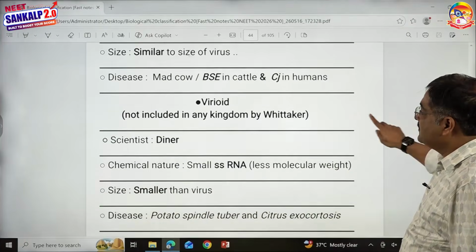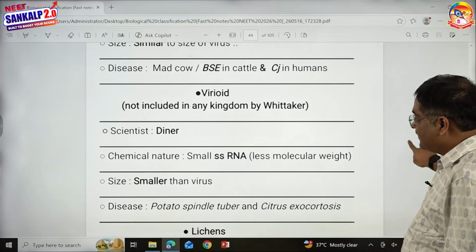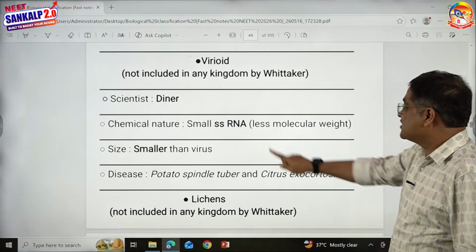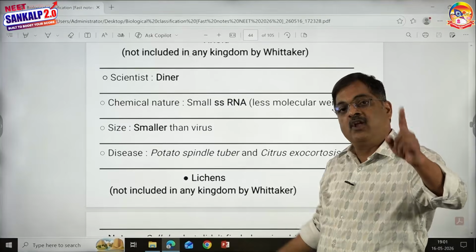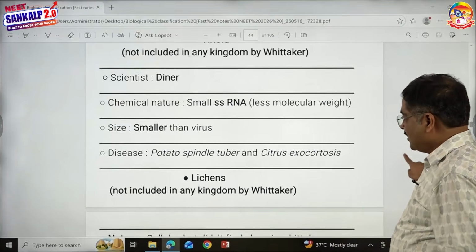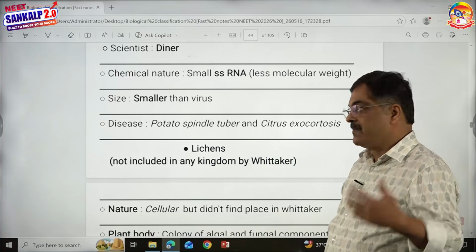Coming to viroids, not included in any kingdom, just like this. Scientist name, remember, Diener. Small single-stranded RNA with low molecular weight. So viroids are smaller than viruses. Prions are similar in size to viruses. Potato spindle tuber disease and citrus exocortis disease are caused by viroids.